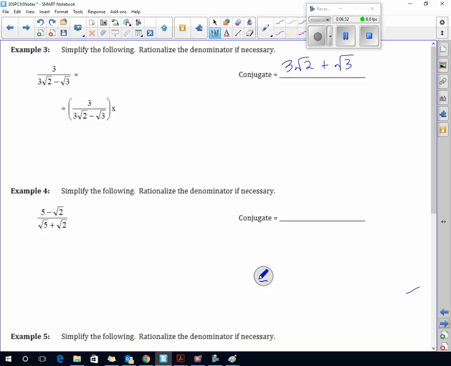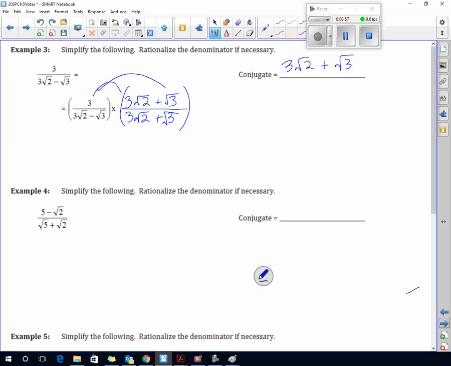Does everybody agree? That is a form of 1. I haven't altered the question. Yes, plus root 3. Otherwise it wouldn't be a form of 1. Thank you. Okay, let's multiply the top. Does everybody see? Multiply the top. Go to both. What do we get? 9 root 2 plus 3 root 3.